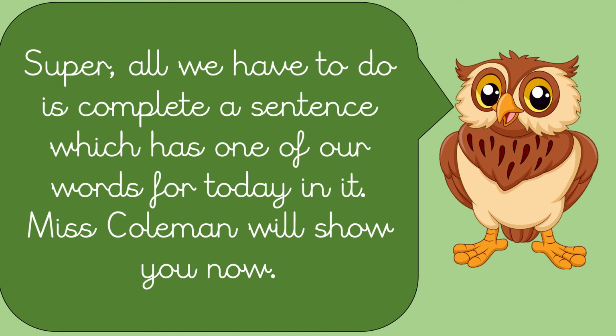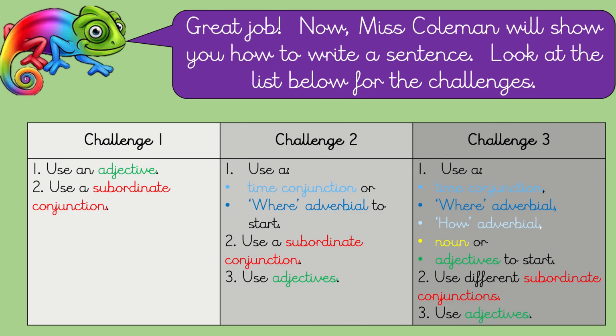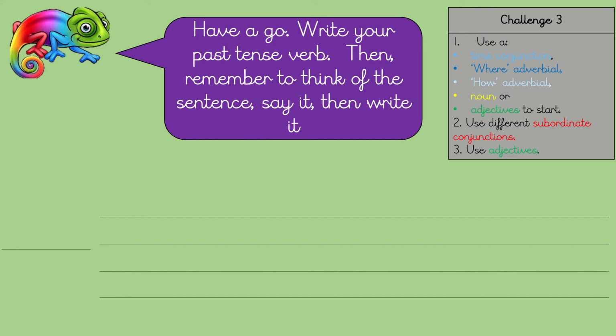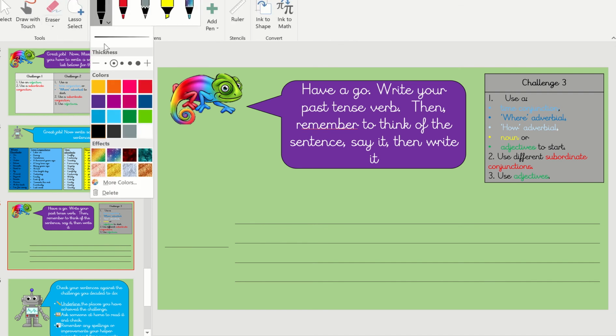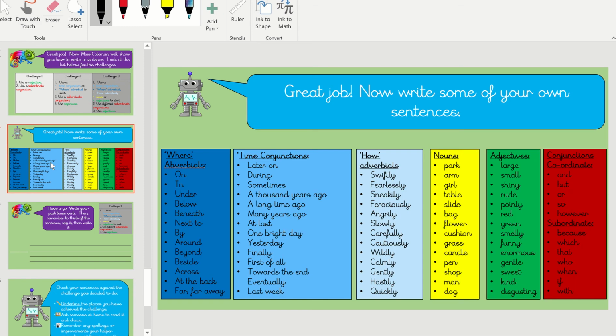Super, all we have to do is complete a sentence which has one of our words for today in it. Miss Common will show you now. Right, we know where we're going. Challenge 3. Let's have a look. So, I need my pen. I've got my pen. Now, I'm going to choose the word... I might choose the word swan. And I'm going to start with an adverb.